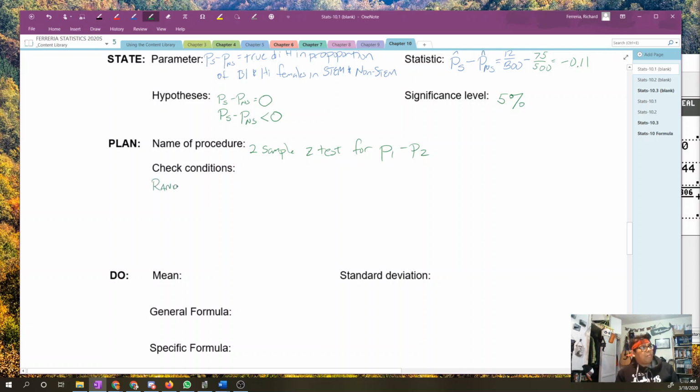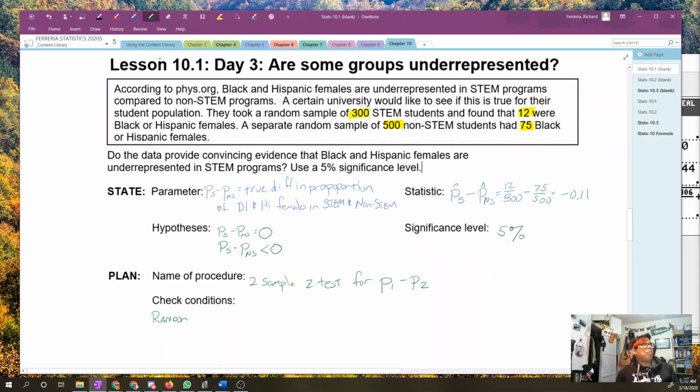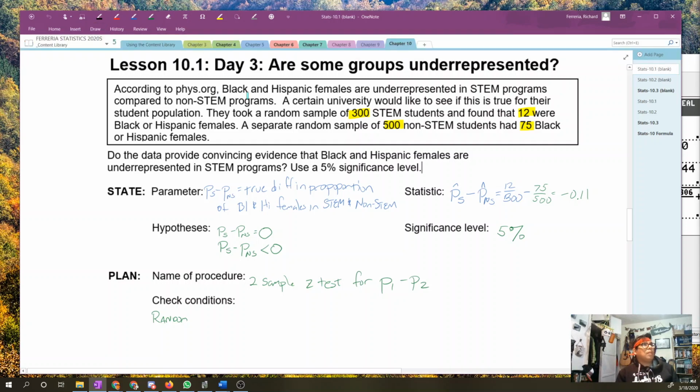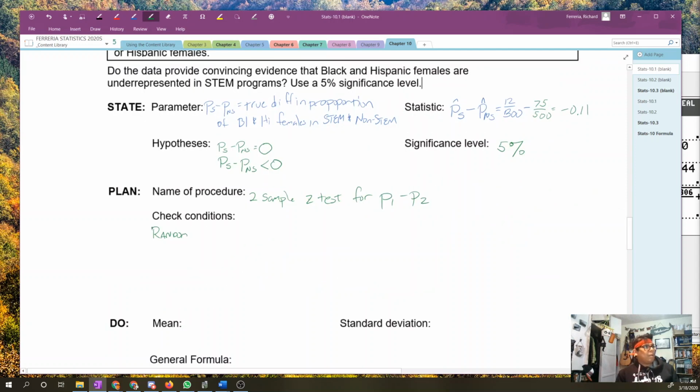Random. I'm going to scroll up and see if there's anything here that says random. Let's highlight that in blue. Let's see. Random sample and the separate random sample. Okay, so we've highlighted that. That doesn't really count for a whole lot. We need to write it now. So we have random samples. Okay, so that's going to have to suffice for our randomness.